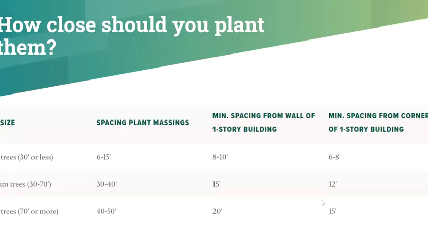And how close should you plant them? The small trees, 30 feet or less, 6 to 15 feet. Medium trees, 30 to 40 feet. Large trees, 70 feet or more.